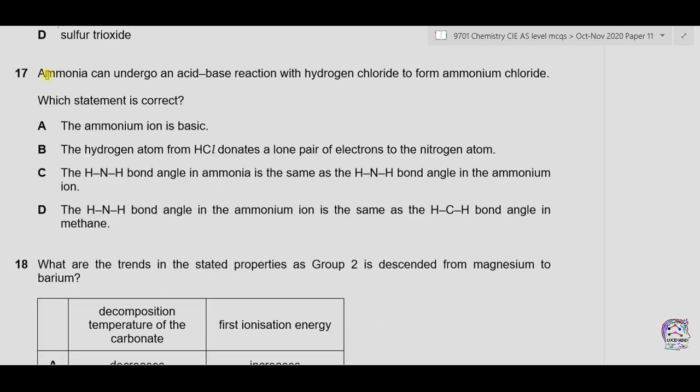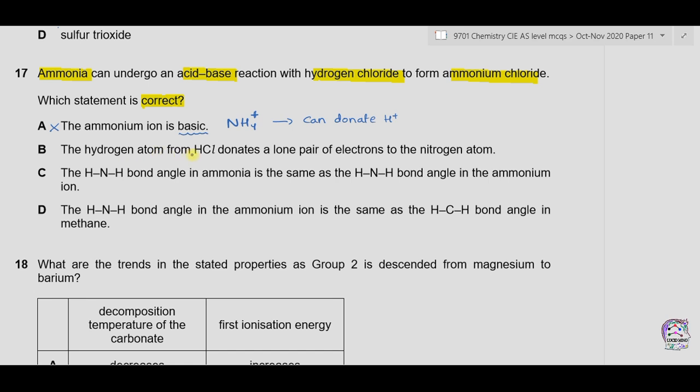Question 17. Ammonia can undergo an acid-base reaction with hydrogen chloride to form ammonium chloride. Which statement is correct? A. The ammonium ion is basic. As in the ammonium ion we have 4 hydrogen atoms and the charge is +1. Now this ammonium ion can donate H positive. So whenever something can donate an H positive ion, then it is acidic in nature, not basic. So A is incorrect.